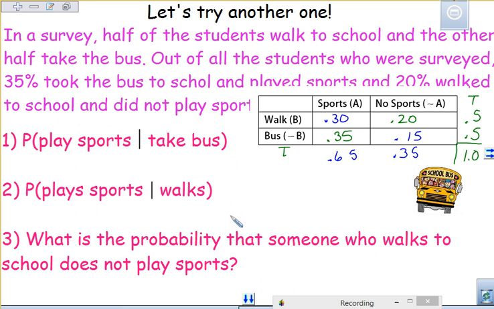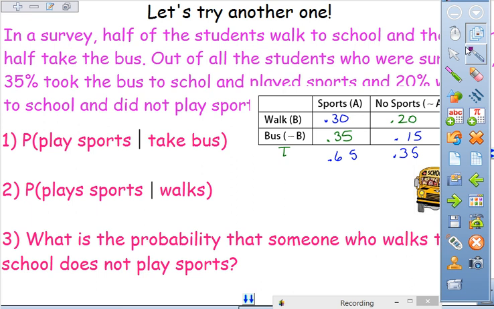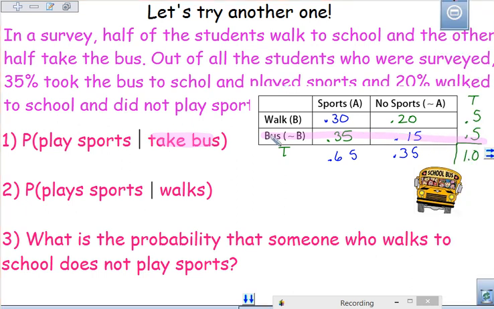Number one, what is the probability that we play sports given that the student takes the bus? So this number tells us what our denominator is going to be. So I'm going to highlight that column. So out of all the people that take the bus, out of 50% of the people, how many play sports? 35. Divide that out on your calculator and you get 70% of students.